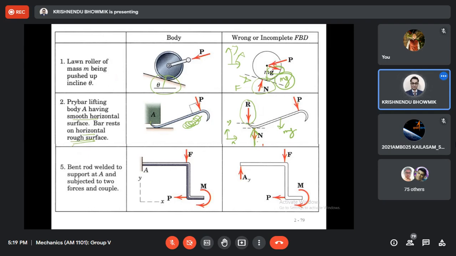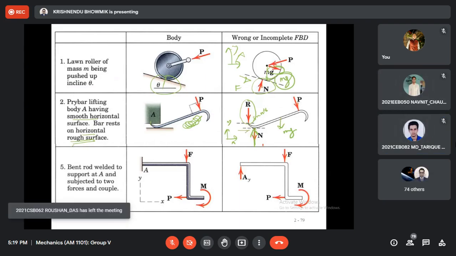Friction. Which direction? This is smooth. This is smooth. But horizontal is rough. Which direction? Sir, it is to the right, along the x-axis. Okay. Right side.